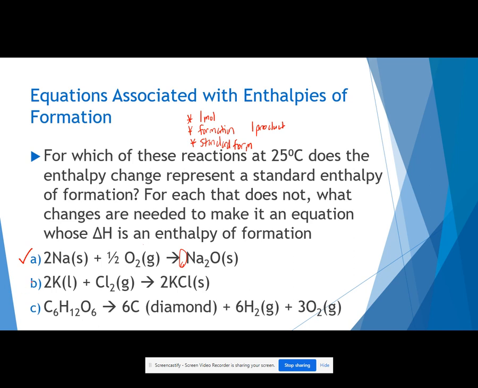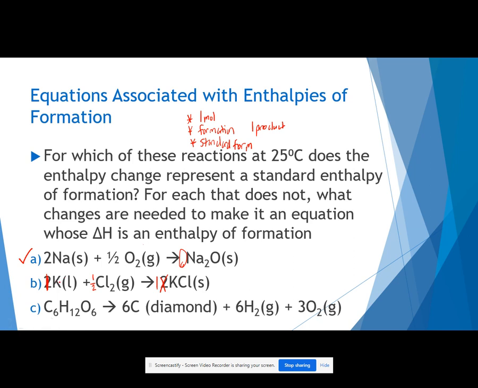So here for our second reaction, first criteria, 1 mole. Nope, it does not meet that criteria. Here we have 2. So here everything has to change to 1. This has to change to 1/2. And this has to change down to 1. Okay. Second criteria, formation of one product. Yep, we're good there. And the last one, is it in its standard form?